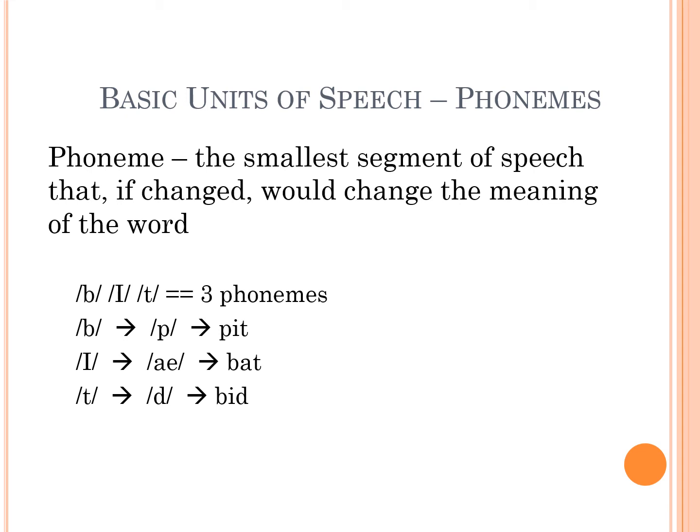So if we look at the word bit, it is made up of three phonemes: b, i, and t. If we change the b to p, it becomes pit. We've changed the meaning of the word. If we change the i to a, it becomes bat. We've changed the meaning of the word. If we change the t to d, it becomes bid, and we've changed the meaning of the word.